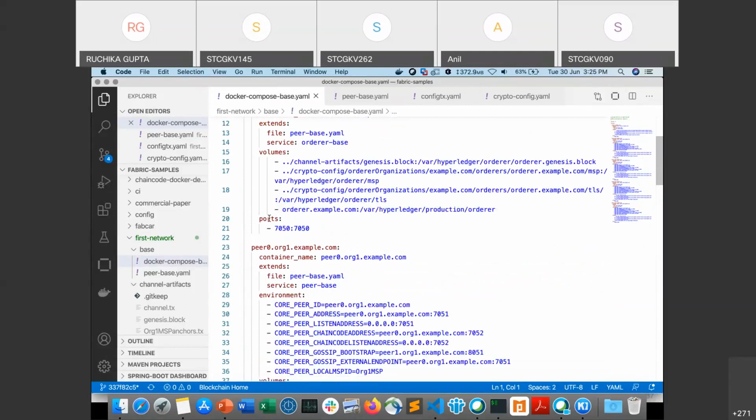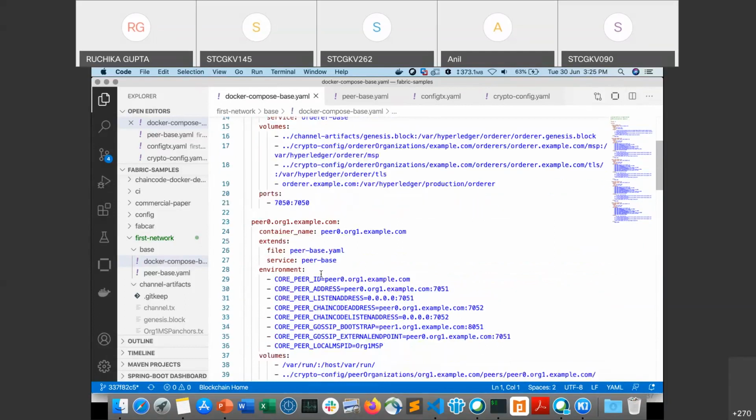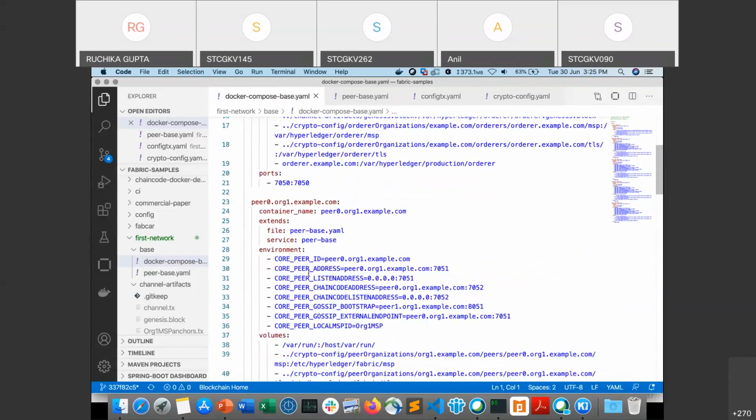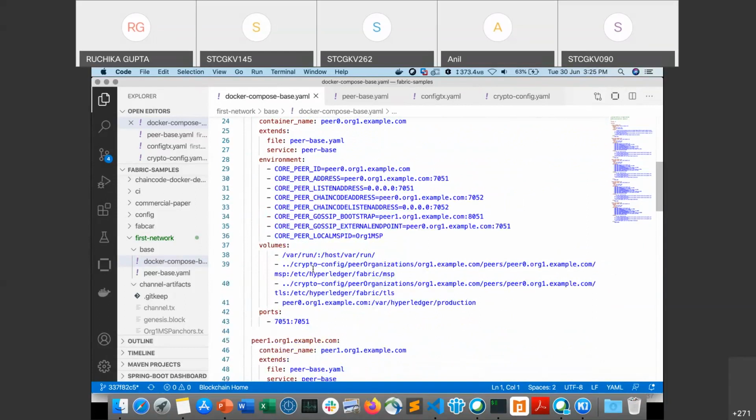What should be the port on which it should listen, and what are the different environment variables that you want to define as part of it, or what are the different volumes. Volumes are your mount points. Since it's going to run within your machine, you have your local directory, and what does it map to a directory within the container that is running. So all those things you'll have to define.